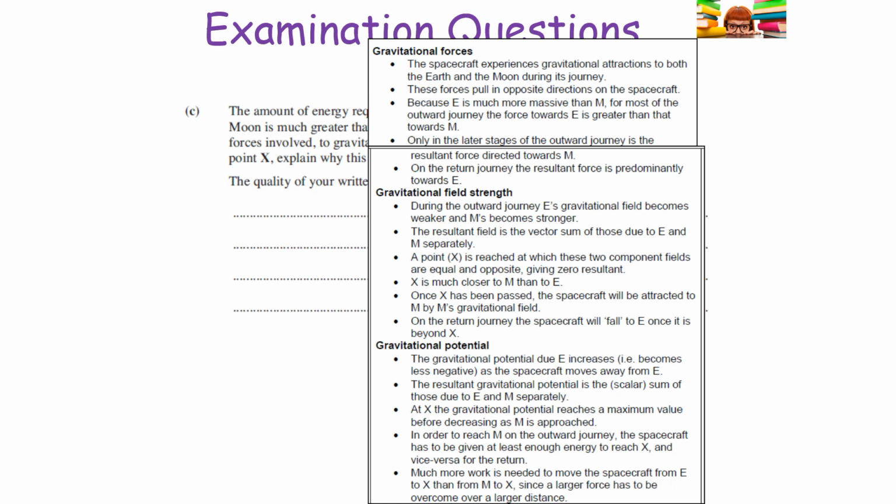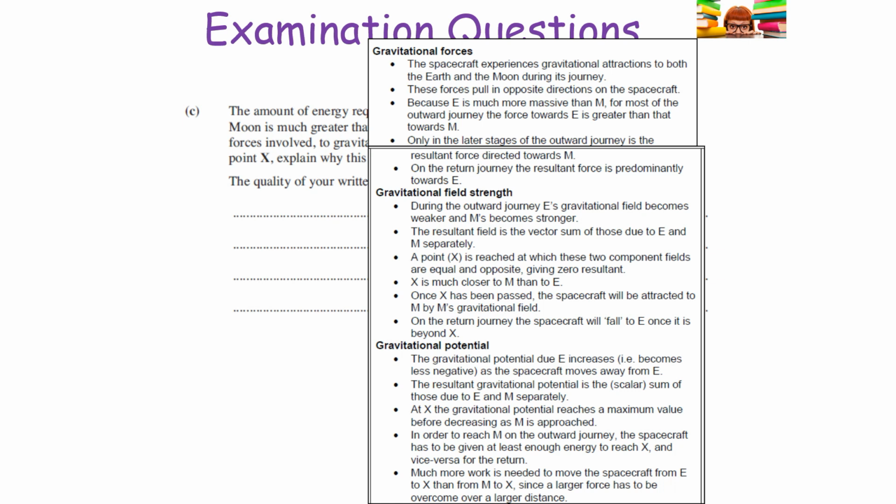Now finally, gravitational potential. The gravitational potential due to the Earth increases, so becomes less negative, as the spacecraft moves away from the Earth. Now the resultant gravitational potential again is the sum of those due to the Earth and the Moon separately, but remember, because gravitational potential is an energy, it's a scalar, not a vector like gravitational field strength. Now at point X the gravitational potential reaches a maximum value before decreasing as the Moon is approached, because again it'll be attracted towards the Moon, so therefore it will lose value as it goes closer to the Moon.